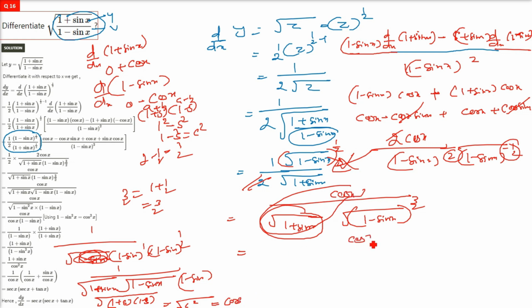So cos x is in the numerator. This one we have already multiplied, and whatever is remaining, cos x was there. Cos x is this one, numerator. And cos x came in the denominator also. And 1 minus sin x is remaining. This is remaining: 1 minus sin x.